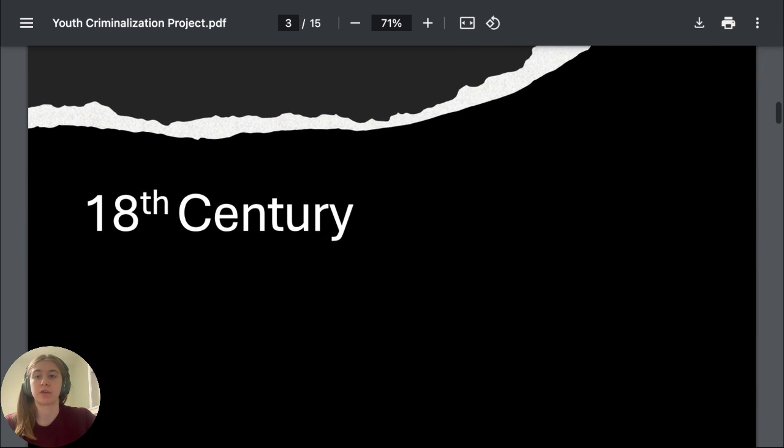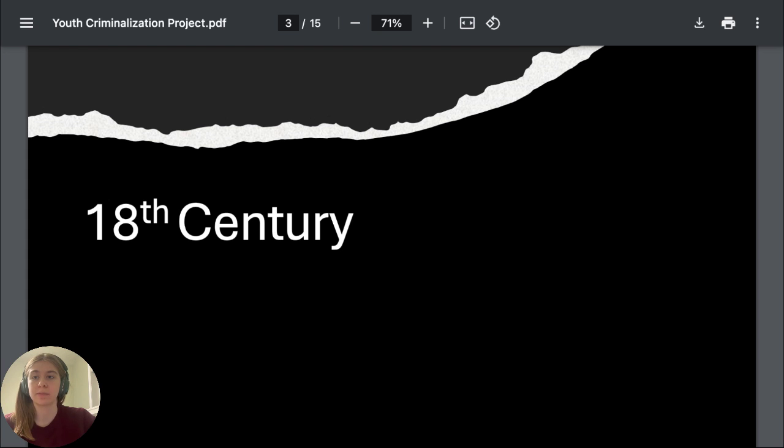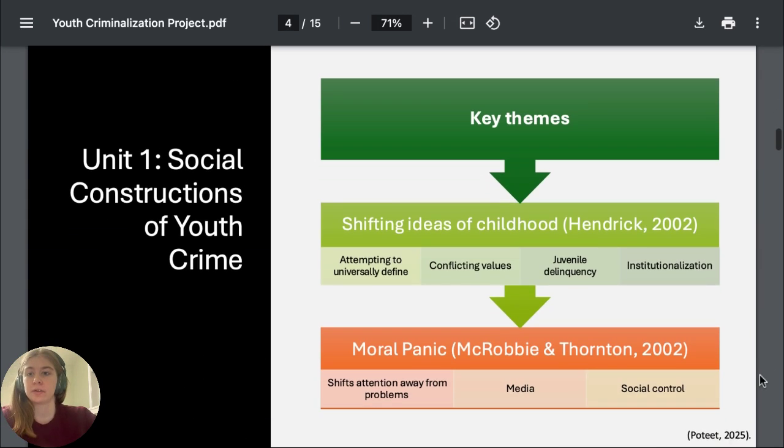So first, we'll start off with the 18th century. Looking at Unit 1 from Youth Justice Critical Readings, the main topic is social constructions of youth crime. The reason why I put this under the 18th century is because that was around the time that this chapter is describing.